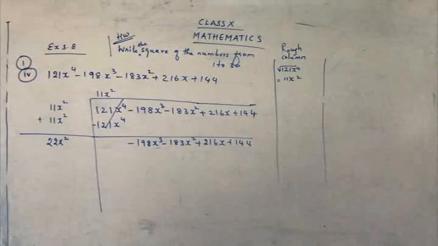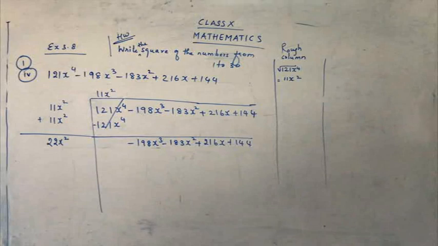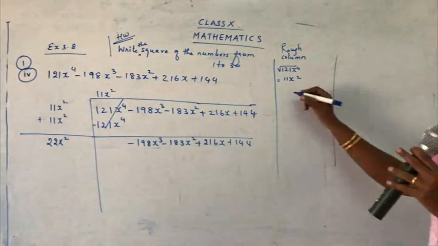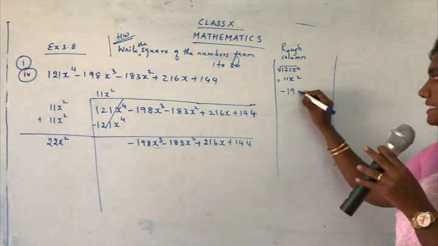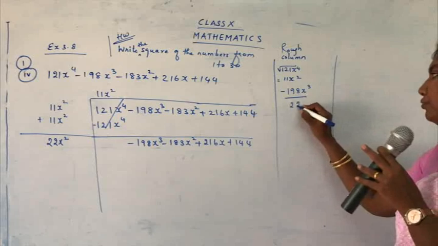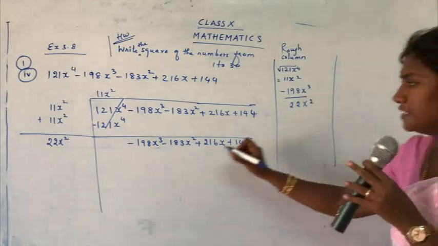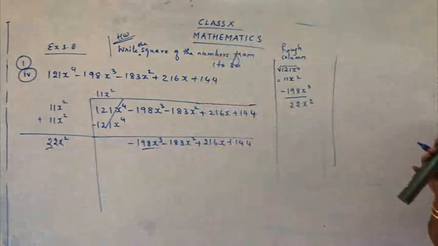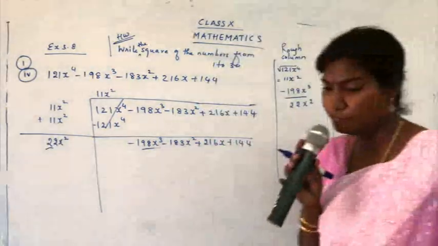Can you tell me the next step, children? Yes. We have to take the first term and the first term and divide them. So let's find out the division and get the answer: minus 198x cube upon 22x square. See the first term and the first term. So let's divide and get the answer, children. Divide it. Try to simplify and give me the answer.